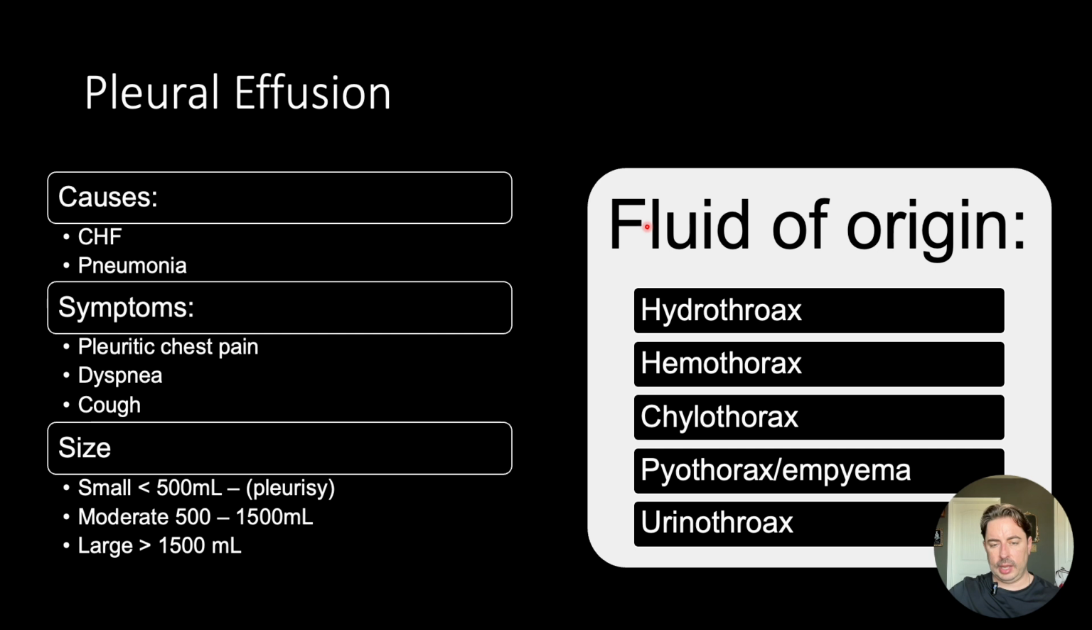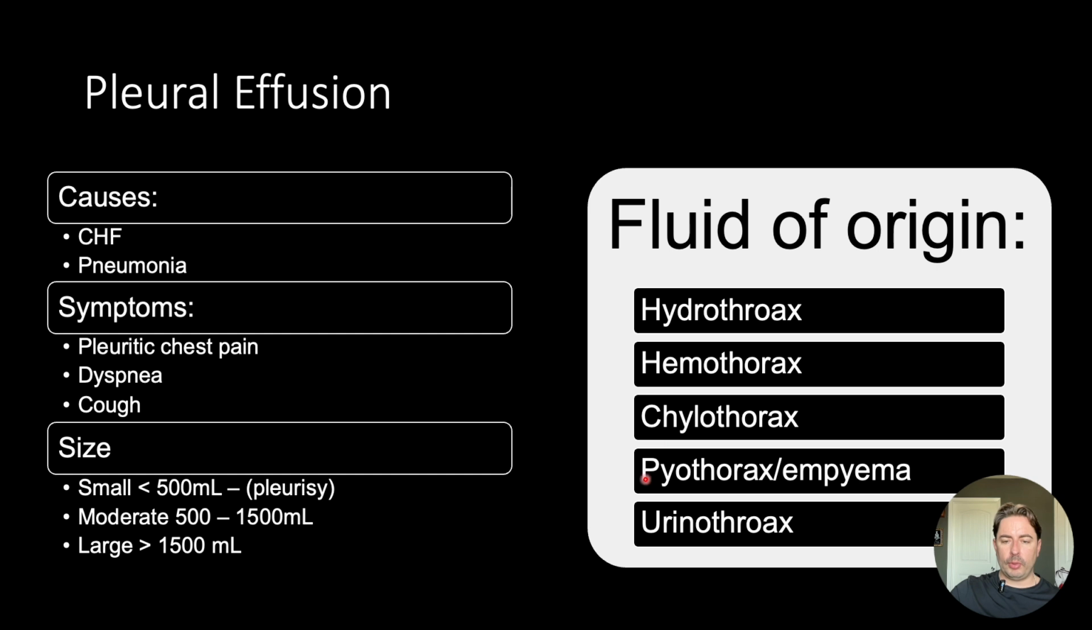Then when we look at our causes, we want to kind of look at what is our origin of fluid. And this helps us break down that etiology a little bit more. When we look at the hydrothorax, this is a serous fluid that is collecting in the pleural space, causing a pleural effusion. A hemothorax, this is blood in the pleural space. Chylothorax, it's pronounced chylo. This is a form of chyle in the pleural space, and we're going to break these down a little bit more.